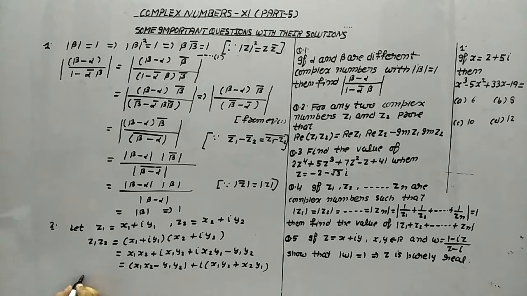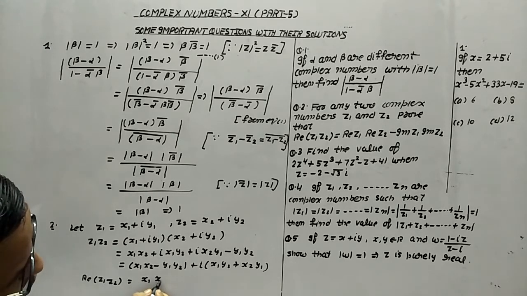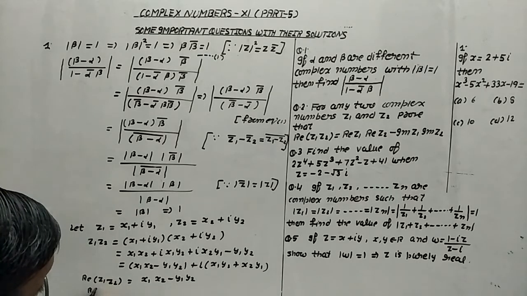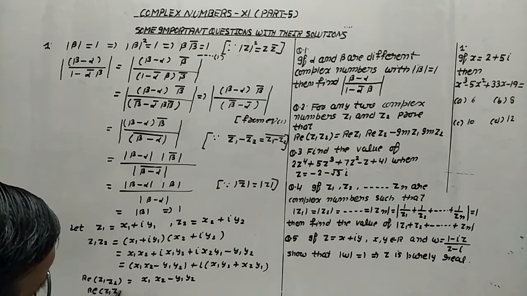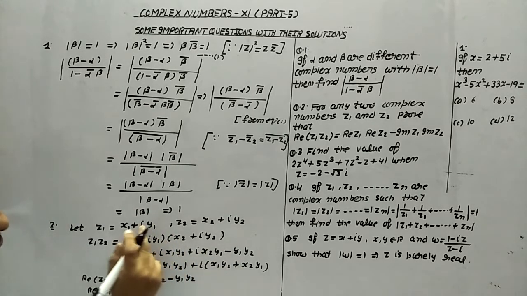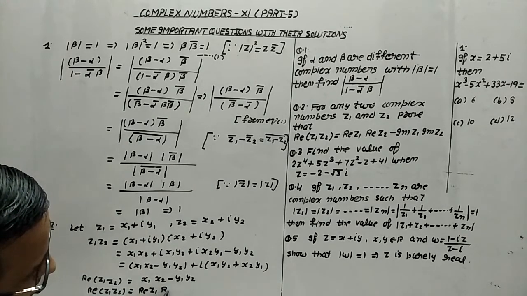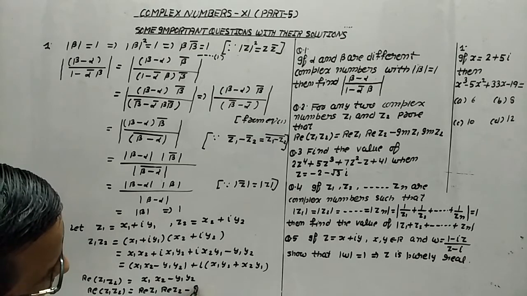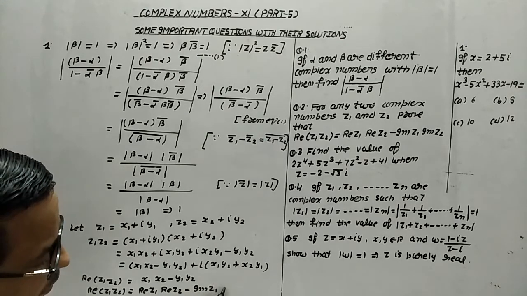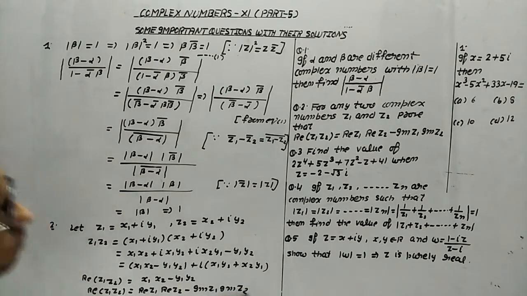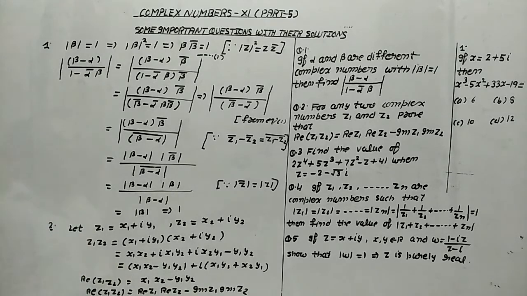Now we want the real part of z1 z2. What will be the real part here? Real part is x1 x2 minus y1 y2. Therefore real of z1 z2 is equal to x1, which means real of z1, times x2, which means real of z2, minus y1, which means imaginary of z1, times y2, which means imaginary of z2. So this is the way to do this type of questions.